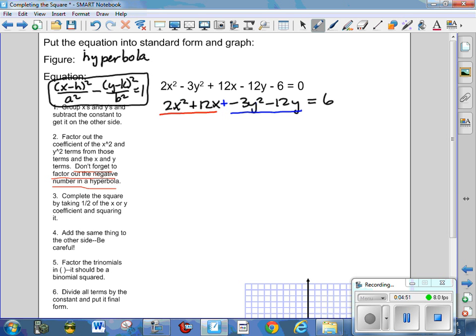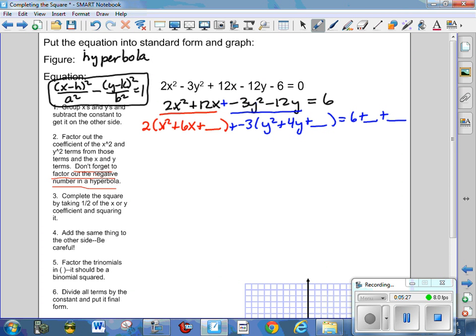So starting out, we'll factor out a 2, and then this would be x squared plus 6x plus blank, and then plus negative 3 times y squared, and then be careful here, I'm factoring a negative 3 out of the negative 12y, so it'd be plus 4y plus blank equals, and then I'm going to have 6 plus blank plus blank.